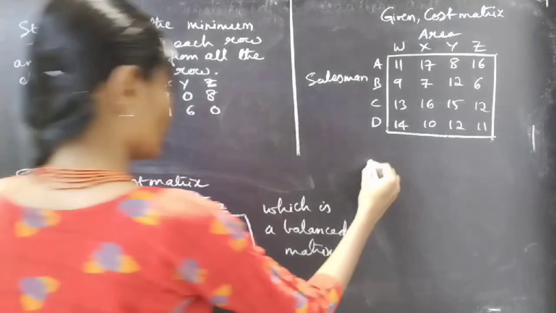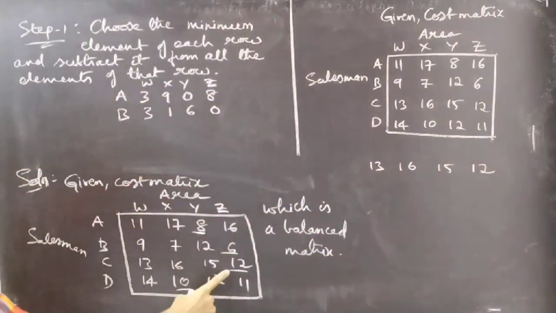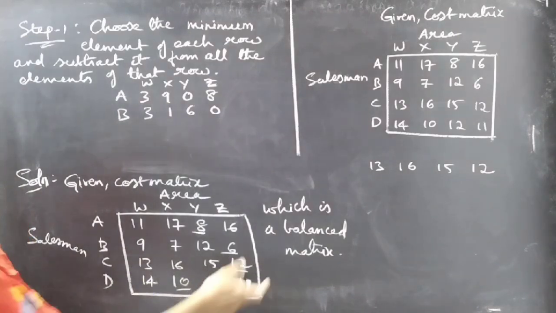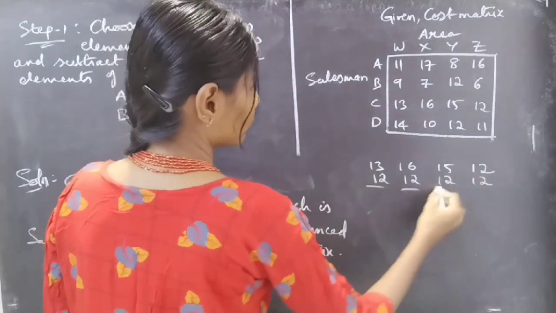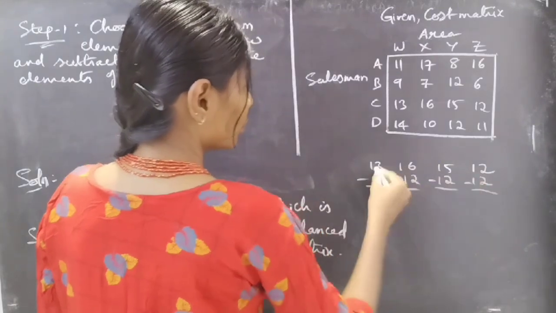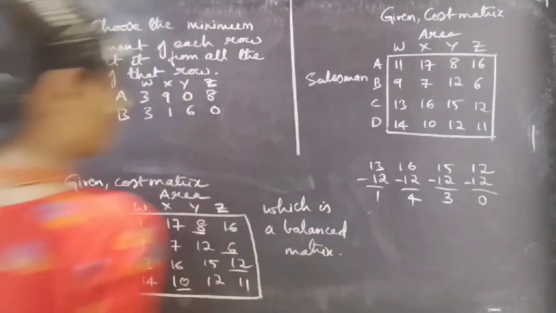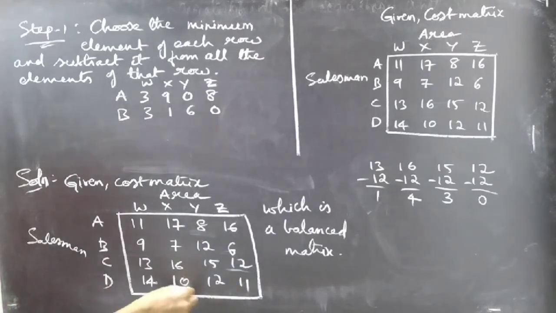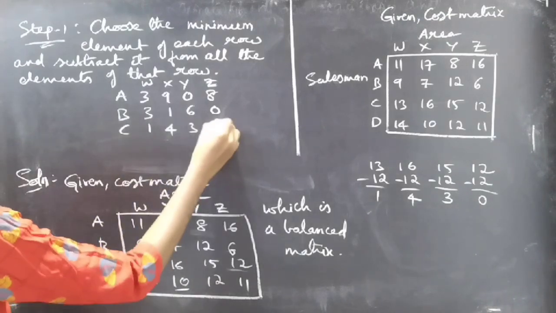Coming to the third row, 13, 16, 15, 12. Here 12 is the minimum element, so we need to subtract 12 from all the elements of the third row. 13 minus 12, 1. 16 minus 12, 4. 15 minus 12, 3. 12 minus 12, 0. So in the third row, we'll get 1, 4, 3, 0.